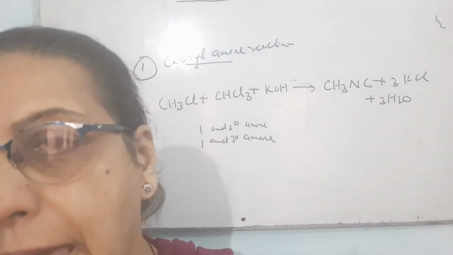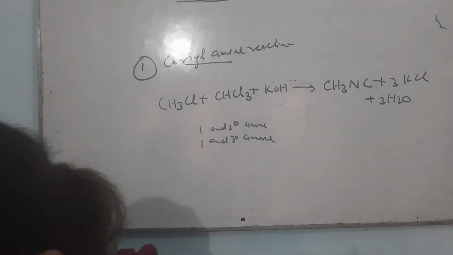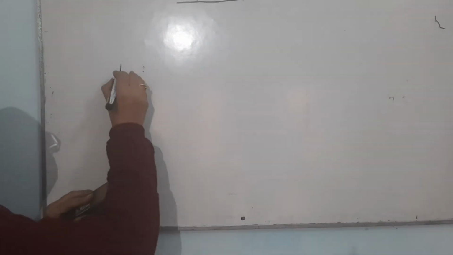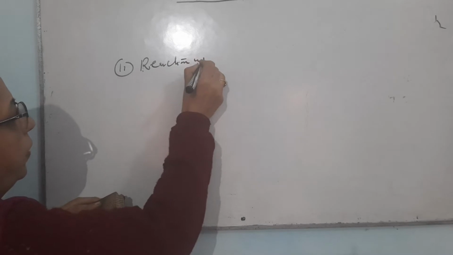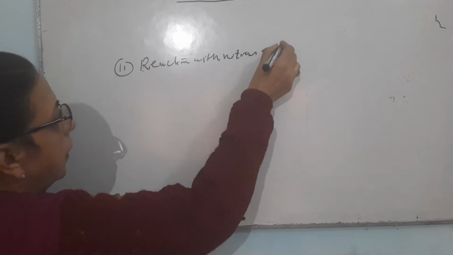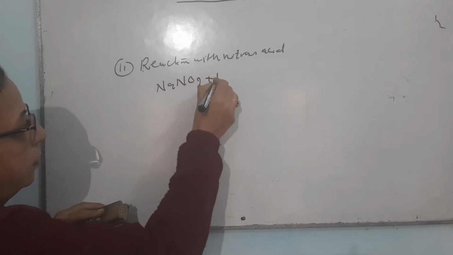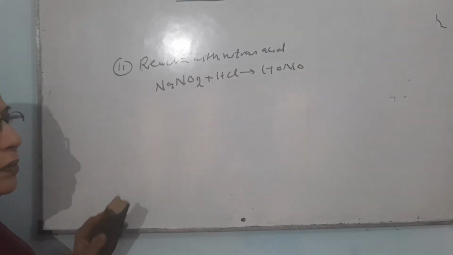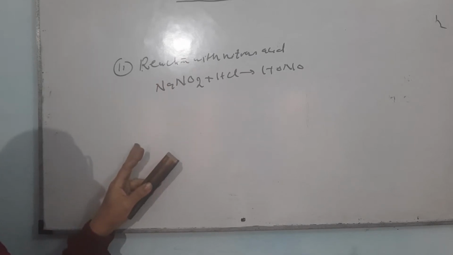The next chemical reaction is the reaction with nitrous acid. Nitrous acid is prepared by the reaction of sodium nitrite with HCl. It is HONO. This test is given by both aliphatic and aromatic amines.